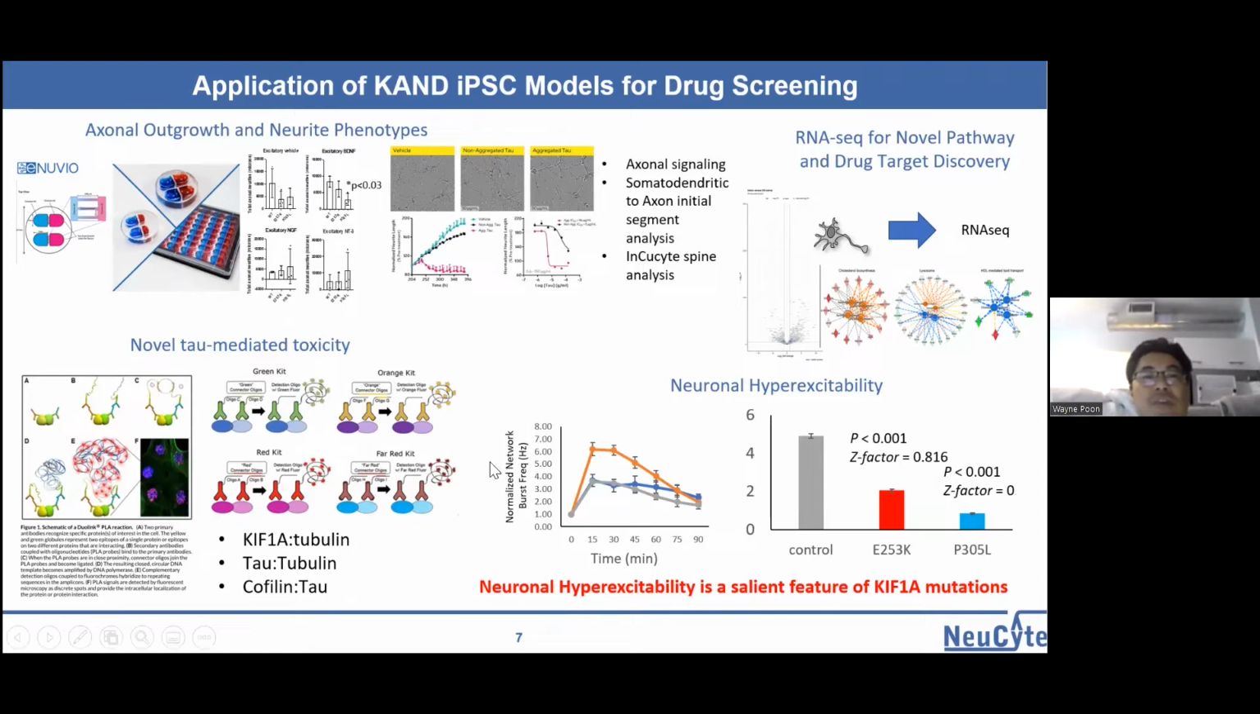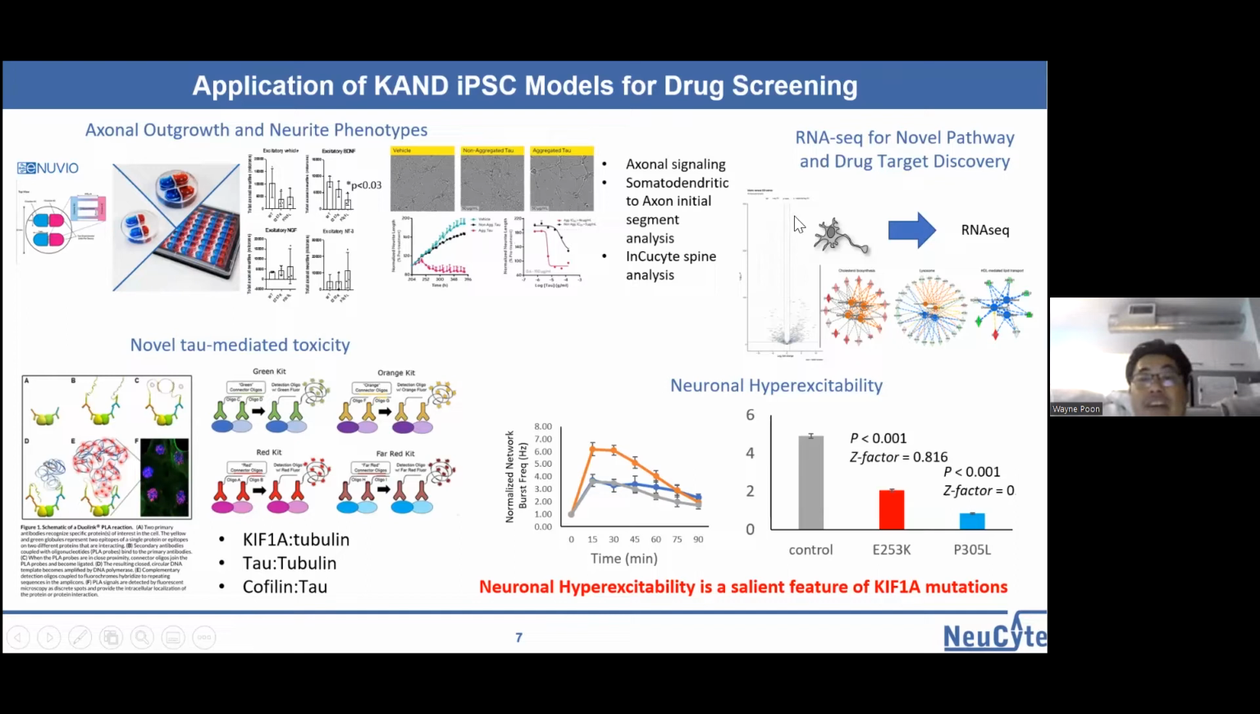And so some of the things we looked at are axonal outgrowth, and neurite phenotypes that incorporated some microfluidic devices. We are beginning to do some time-lapse analysis to see how spines develop over time.